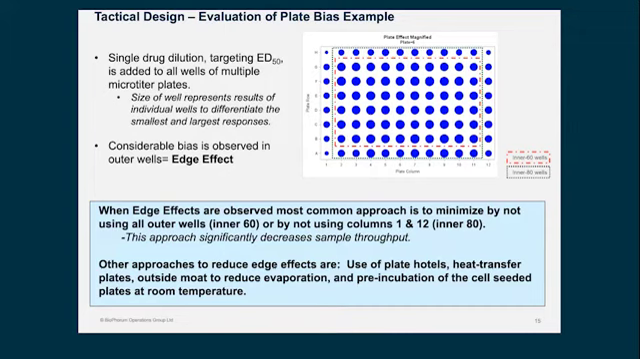If no edge effect is observed, all wells can be used. However, if an edge effect is observed, then the common mitigation is to restrict the usage of the plate to the inner 80 or 60 wells. One obvious side effect from this approach is reduction of sample throughput, and to avoid reduction of sample throughput per plate, alternative approaches to reduce the edge effect are recommended to be considered. These are use of circumferential built-in moat microtiter plates, plate hotels, heat transfer plates, or pre-incubation of cell seeded plates at room temperature prior to initiating the assay. Next slide, please.